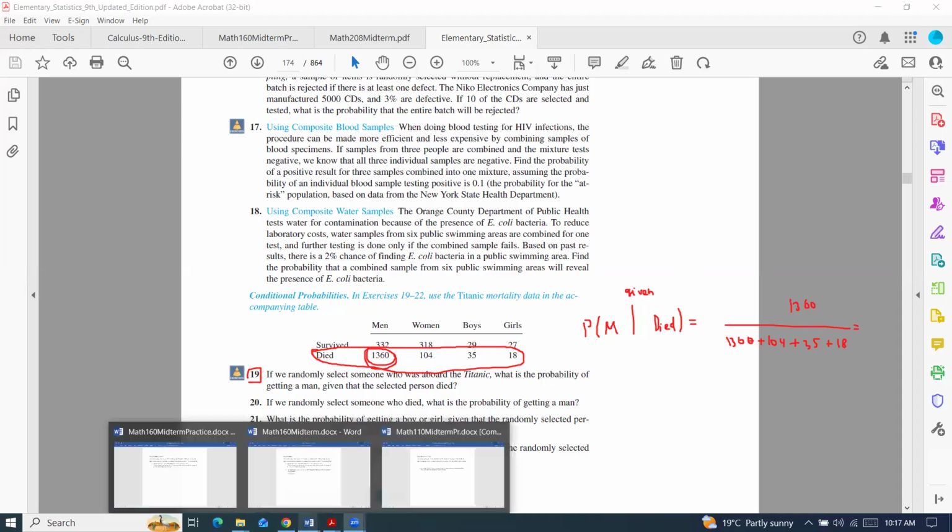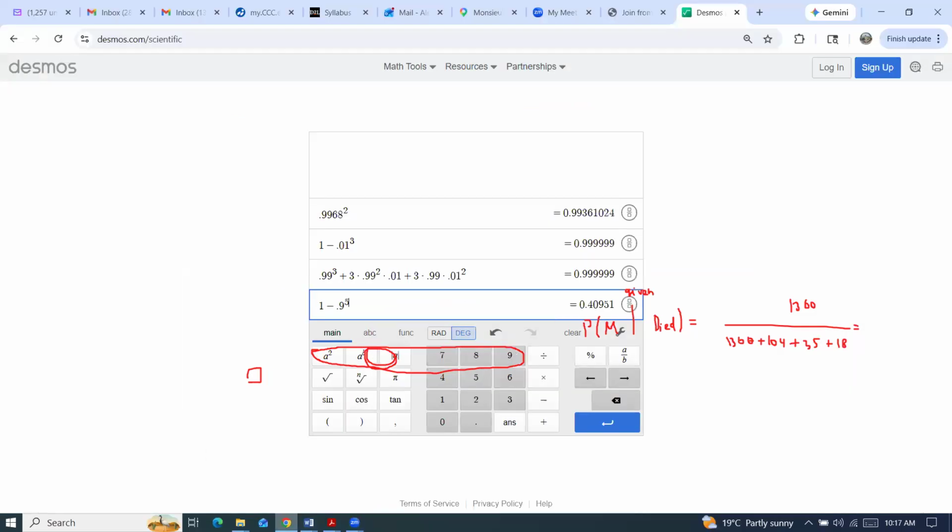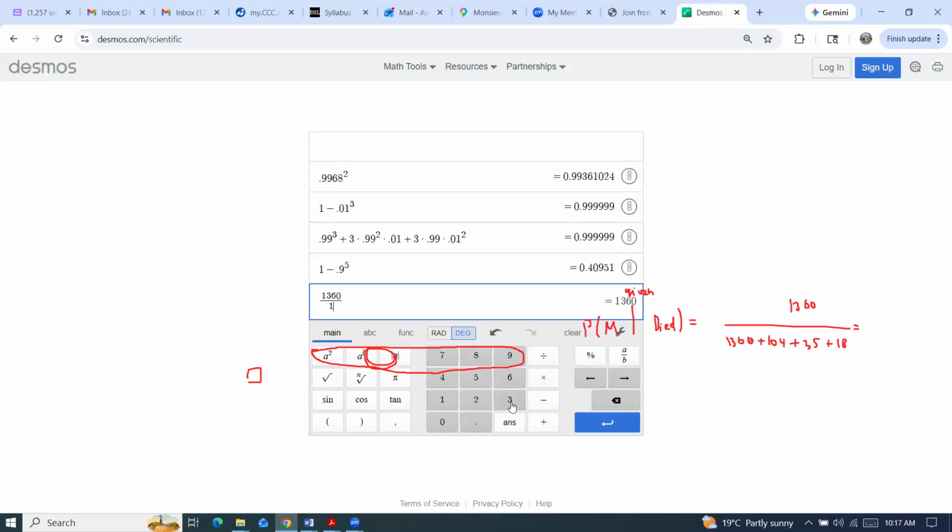Okay, so let's calculate. So when something is given, it's always a part of the sample that we care about, and then we'll produce the answer. So 1360, and then I divide this by the sum of 1360 plus 104, and then plus 35, and finally plus 18. So this is the result, and this is going to be about 89%.